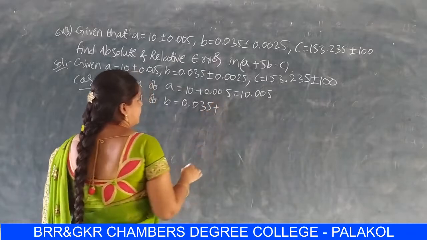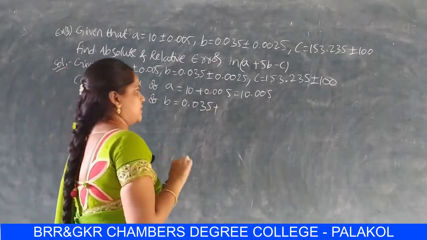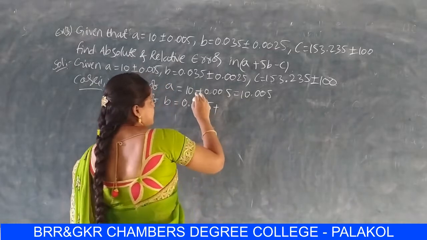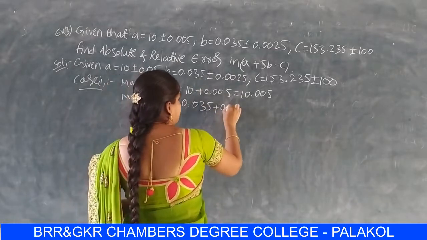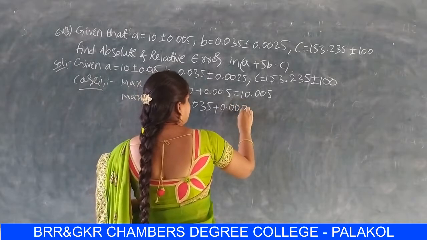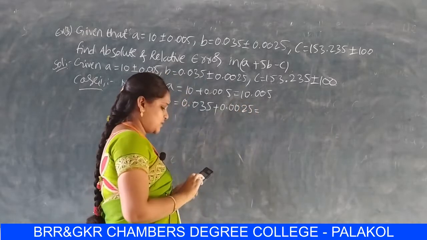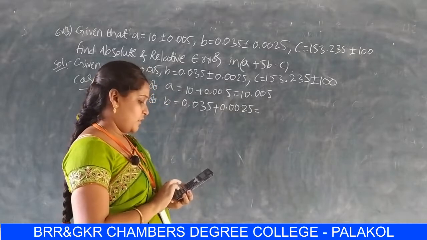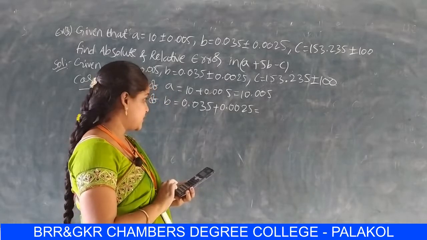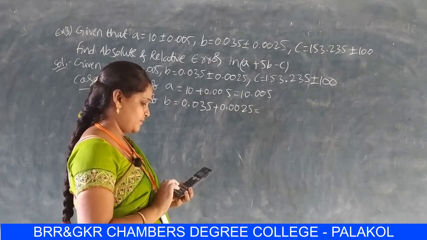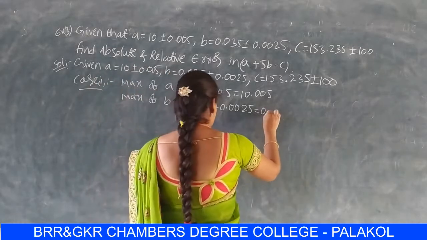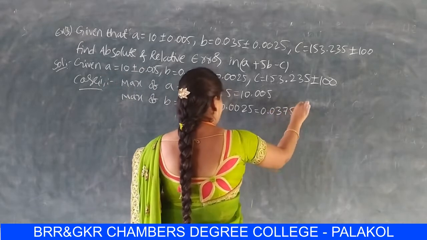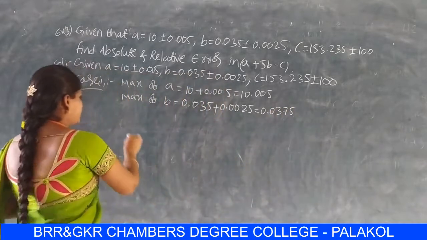0.035 plus. Maximum indicates the plus values and minimum indicates the minus values. 0.035 plus 0.0025. So we calculate this value on the scientific calculator: 0.035 plus 0.0025 is 0.0375, and the last value is maximum of C.